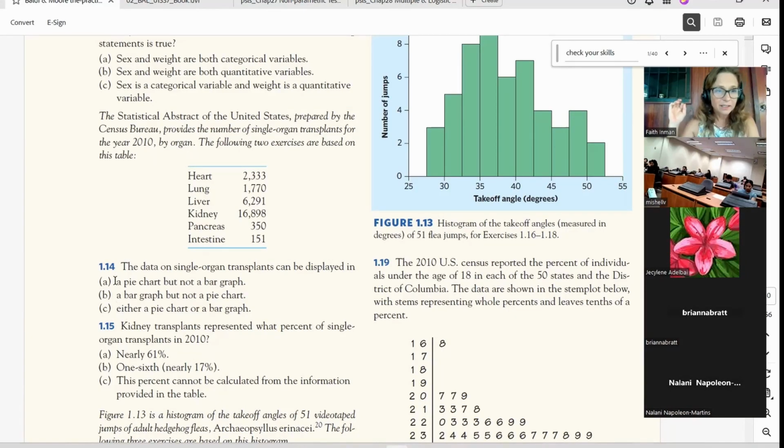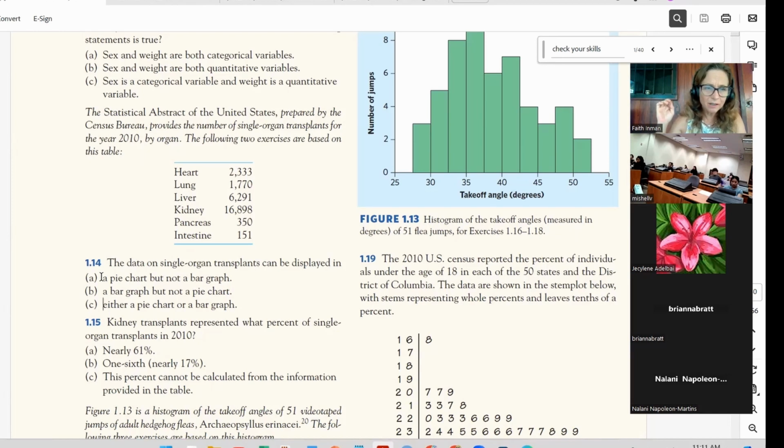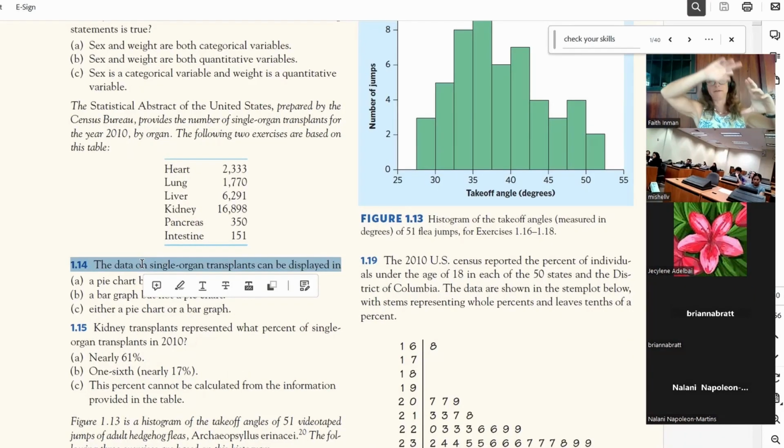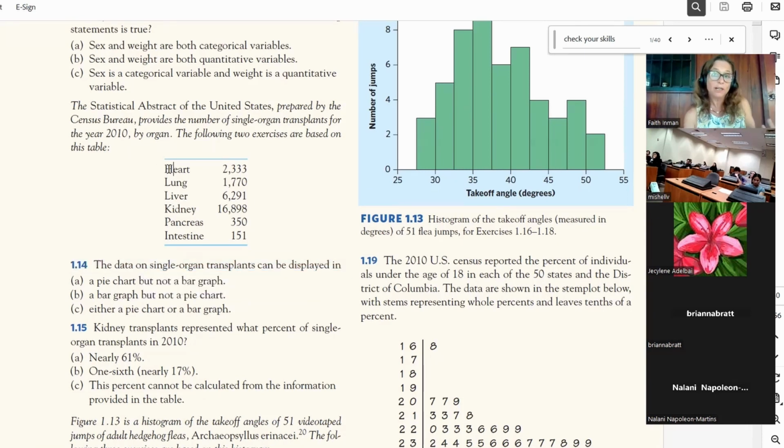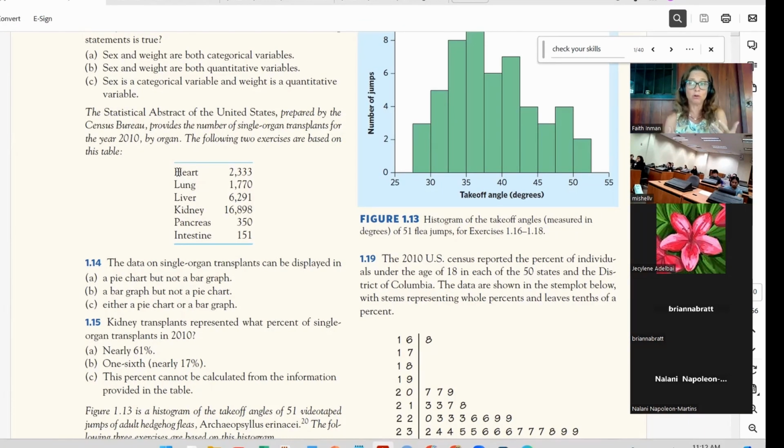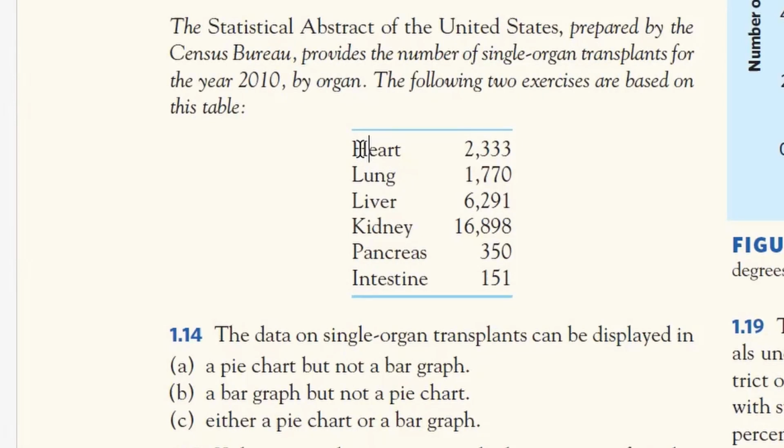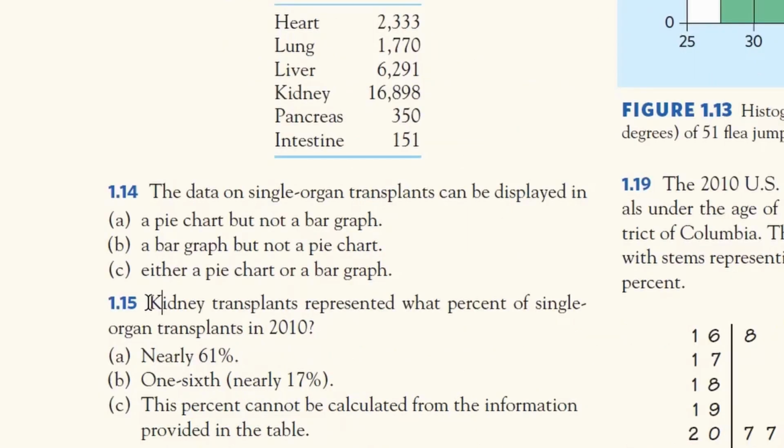C. Did you say C? Yeah. Okay. No. Think about it. A pie chart, you have to have the proportions of all the single organ transplants. There are other organs that could be transplanted, right? Unless you have the total, you can't make a proportion, so you can't make a pie chart. So what's the right answer for this? B. B, right? Okay, so you have to think about it a little bit.